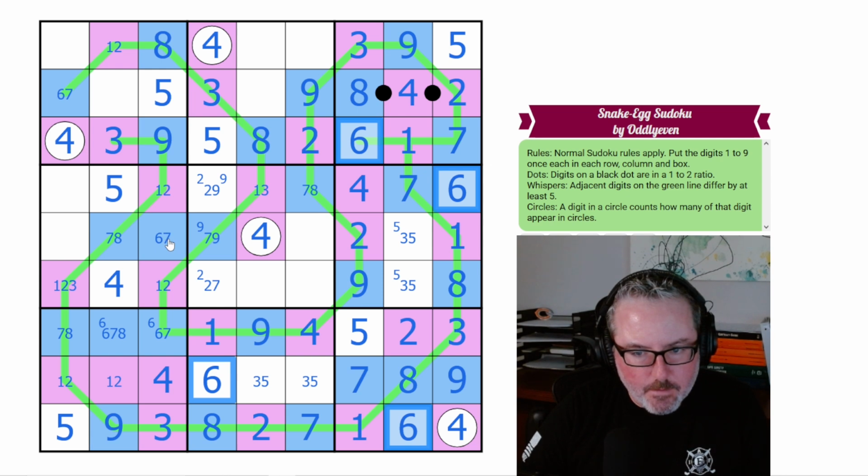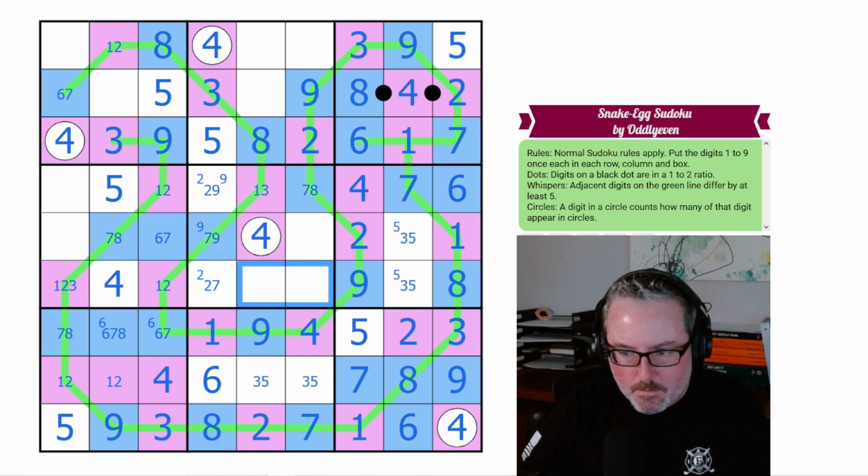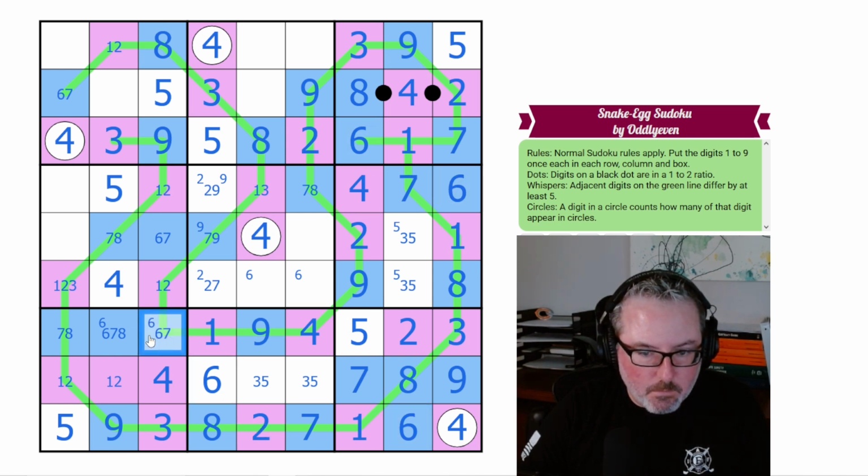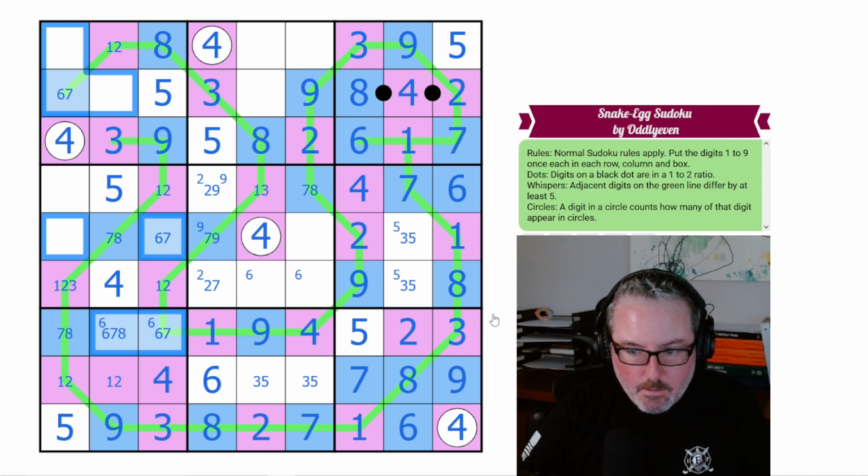We know one of these 2 is a 6 because this 6 looks into here, which removes all of these from 6. That just means this is a 6, or one of those 2 is a 6. That didn't give us a whole lot. We know one of these is a 6, one of these is a 6, and I think one of these 3 is a 6. Again, that's not enough.